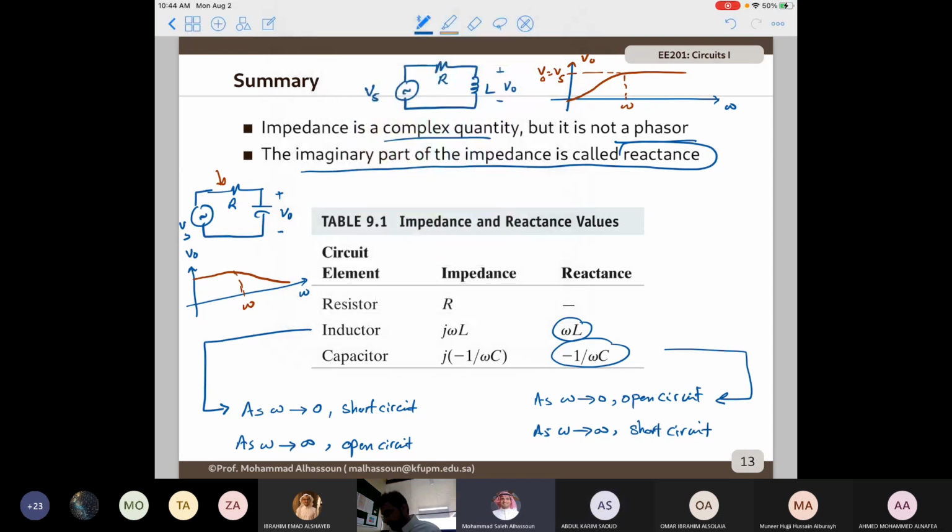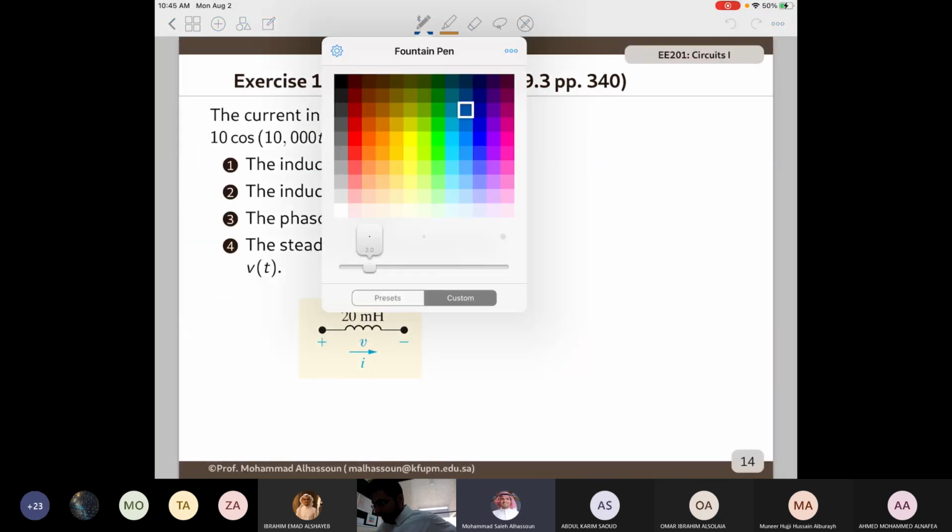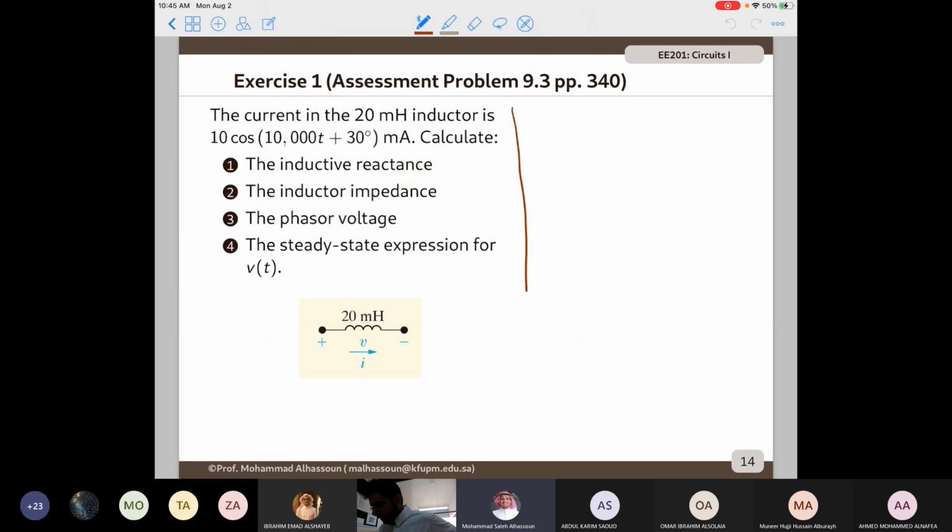Yes. Okay. So now let's take this exercise. In this exercise, we're given the current in the inductor, and we're asked to calculate the inductive reactance. So what is the reactance of the inductor? Okay. Let me call it XL.